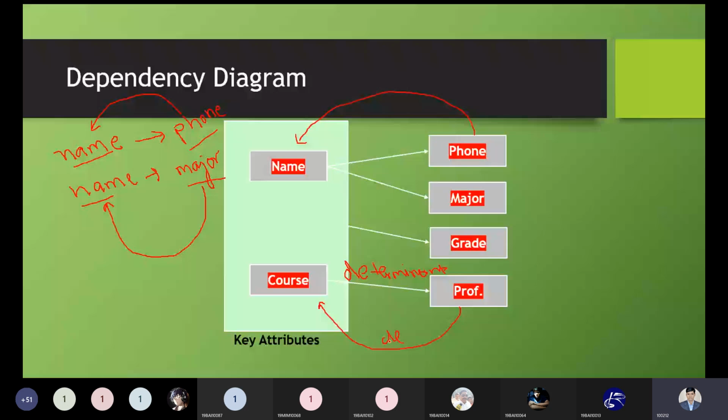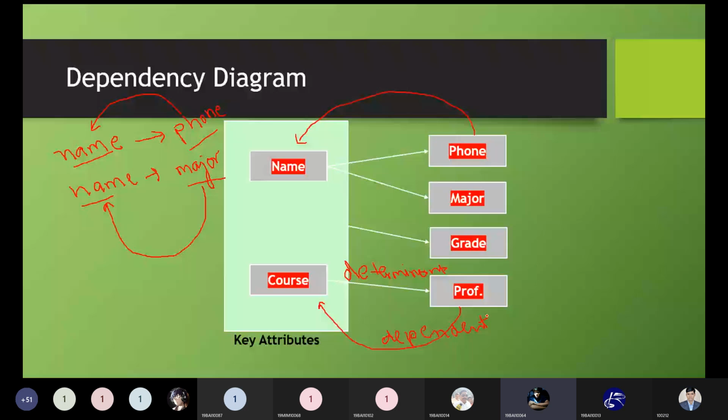Now tell me, is this dependency diagram clear to all? Yes, sir. So if I am speaking by example, you are a customer, and we have the customer relation and we have the product relation. So does product depend on the customer, or does customer depend on the product?